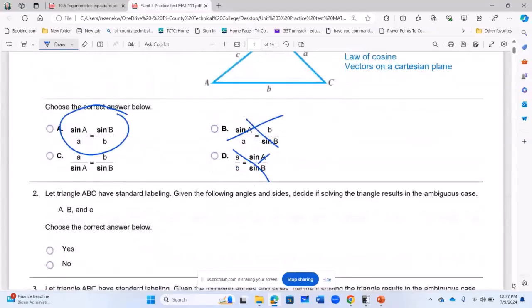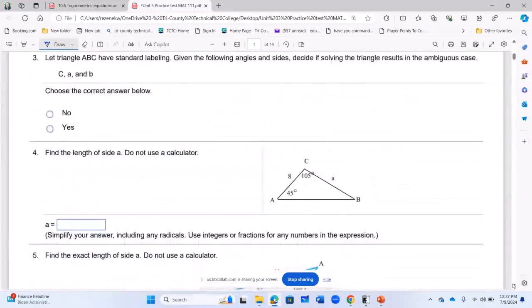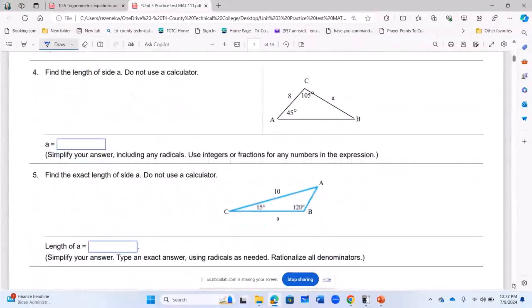I already told you that the ambiguous case is not going to be there. Okay, find the length of the side a. Do not use a calculator. So actually, let's start with number 4. Find the length of this side a without using a calculator. All right. Actually, we can find this missing angle because the angle sum of a triangle is 180 degrees. So we can find that angle.